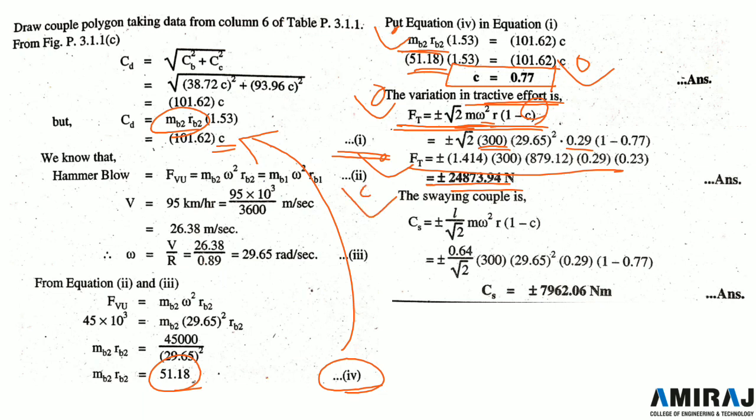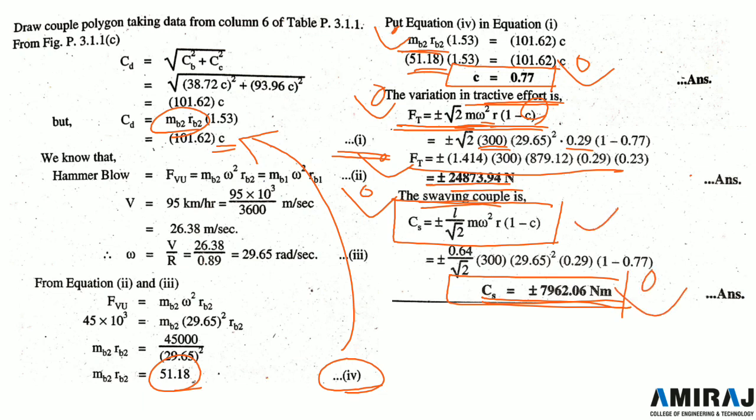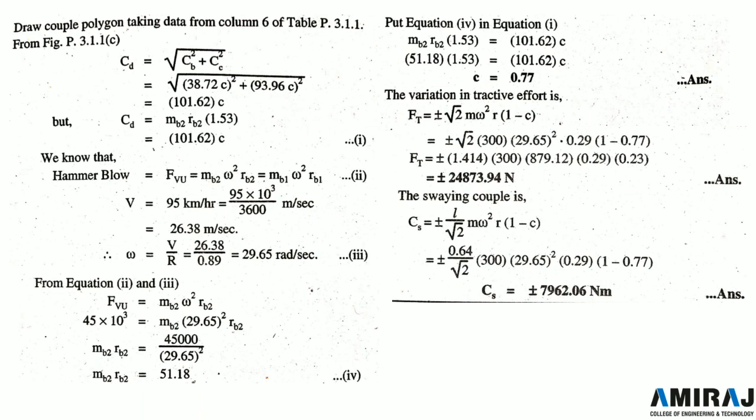Same way we can find the swaying couple by this equation, plus or minus L by root 2 m omega square r 1 minus C. This is our final answer of the swaying couple. So in this way we will get swaying couple and tractive force Ft and our fraction C from the hammer blow equation. So this was the first example.